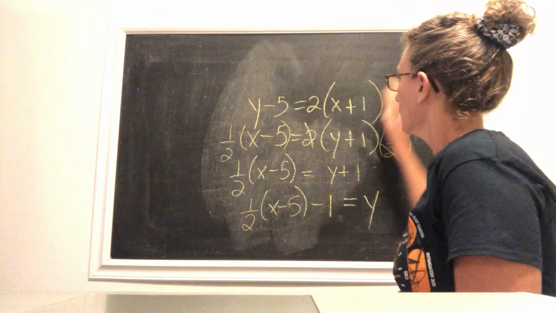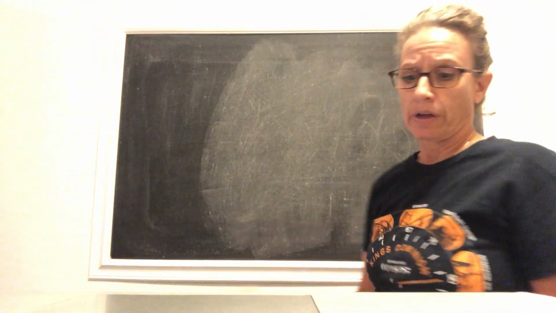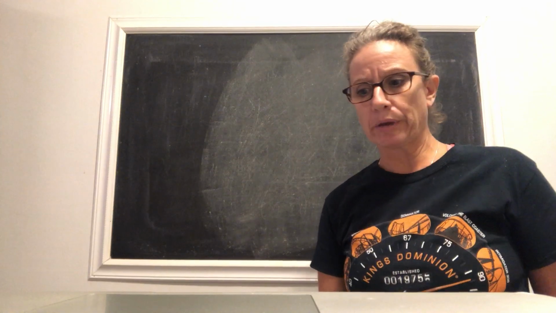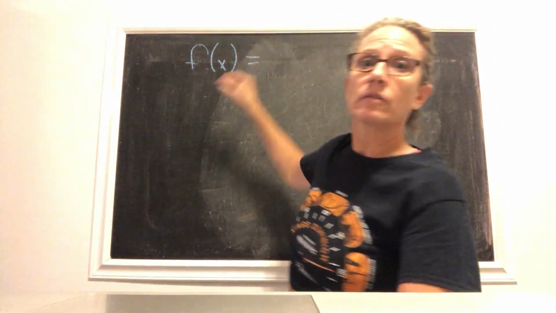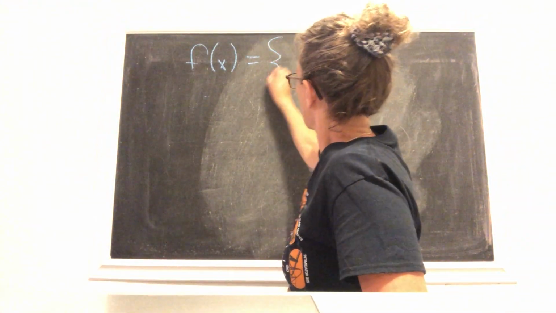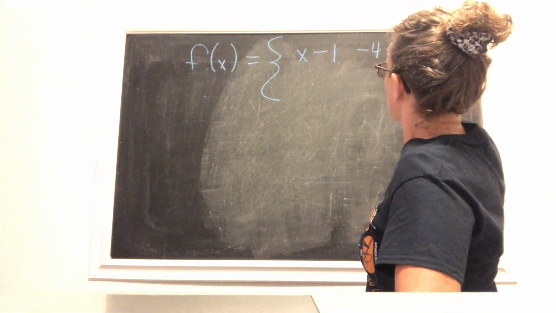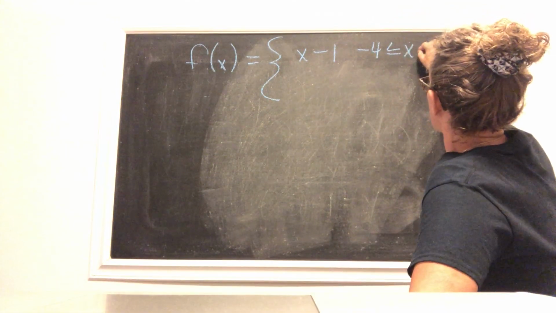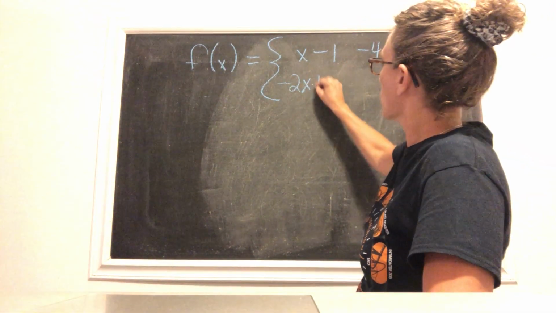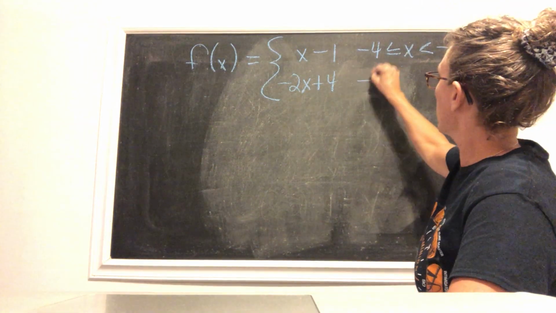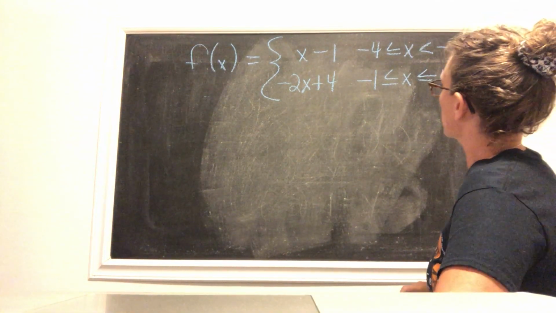Now, a piecewise function means that I'm joining two or more functions together, and I'm defining them over a specified domain. For instance, if the function f at x equals x minus 1 for values between -4 included and -1 excluded, and the function -2x plus 4 for values -1 included all the way to +4, and I'll include that one too.